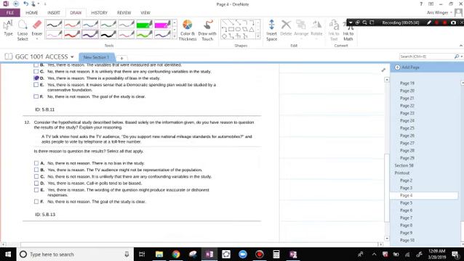Consider the hypothetical study described below. Based solely on the information given, do you have reason to question the results of the study? A TV talk show host asks the TV audience, do you support new national mileage standards for automobiles? And asks people to vote by telephone at a toll-free number. Yes, we have some problems. So the TV audience might not represent the population. Only certain types of people will actually call in. And the way that this is worded might influence responses.